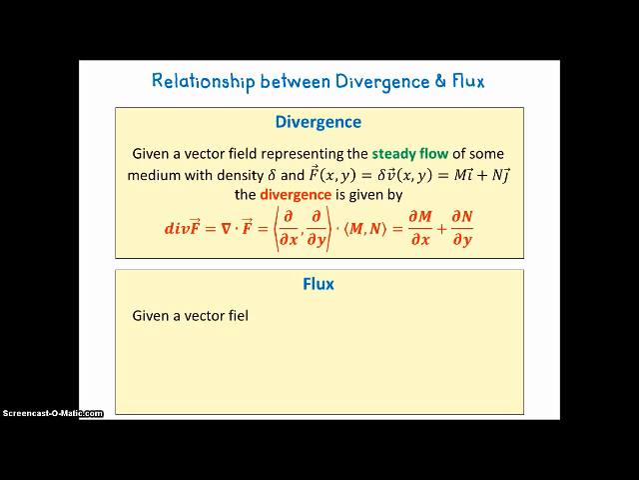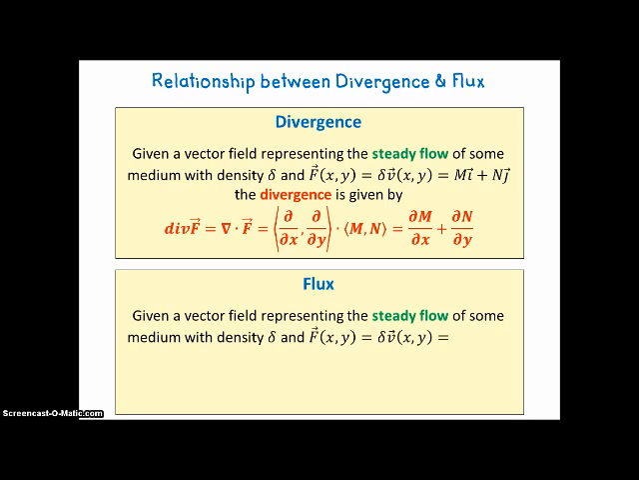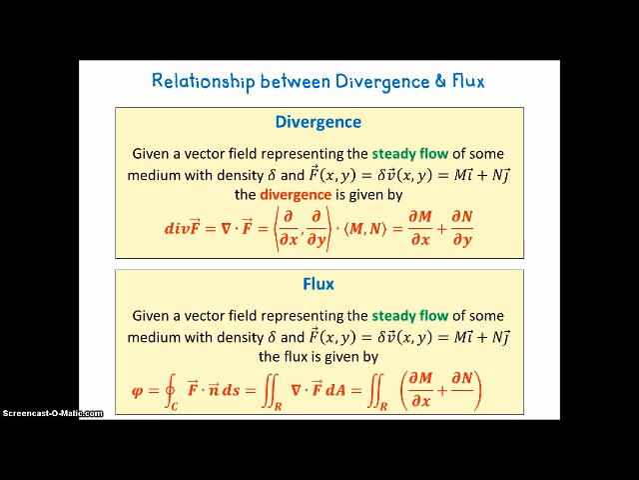And the flux, given a vector field representing the steady flow of some medium with density delta and vector field delta times the velocity vector, m i plus n j, is given by the line integral of F dot n, which is equal to the double integral of del dot F dA, and so del dot F is the divergence. Basically what you're doing to get flux is integrating the divergence over the region.